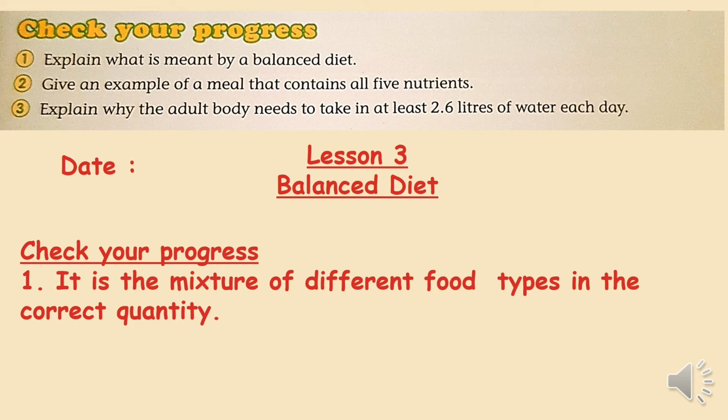Number 2, give an example of a meal that contains all 5 nutrients. We are not doing it now. We are going to number 3 because number 2 I'll give you as homework, okay?